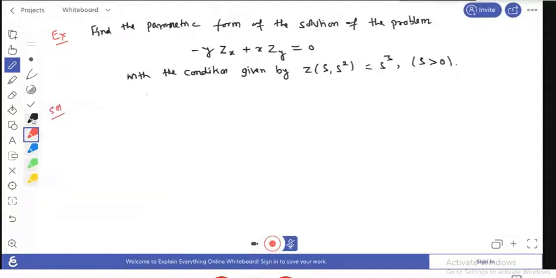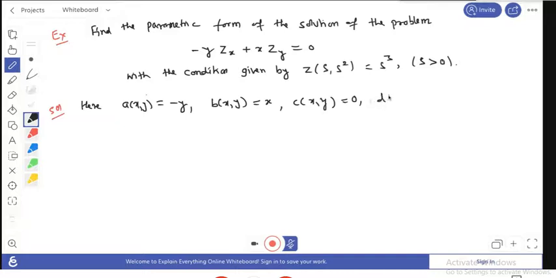Here, if we compare this equation with our standard equation, what is the coefficient of ∂z/∂x? The coefficient of ∂z/∂x is minus y. So here a, the coefficient of ∂z/∂x, equals minus y. And b equals x. And what is c of x, y? c of x, y equals 0. And what is d of x, y? d of x, y equals 0, if we compare this with the standard form.